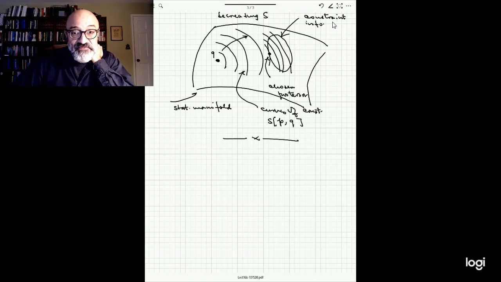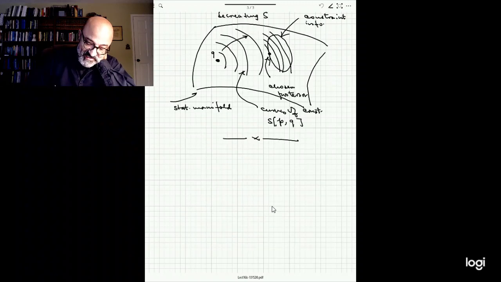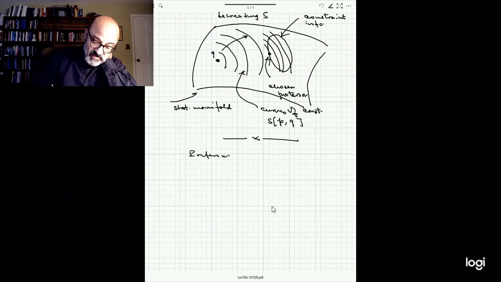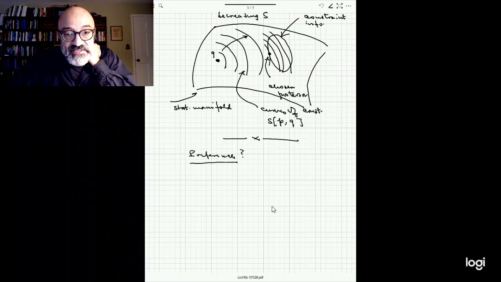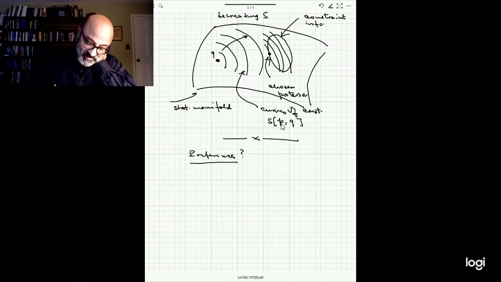So now that we have figured out the basic strategy, namely you come up with a transitive ranking that is implemented by real numbers, and now we have a variational principle, the question is, what makes one probability distribution preferred over another? What makes one probability distribution be closer to the prior than some other probability distribution? What is the precise functional form of the entropy?